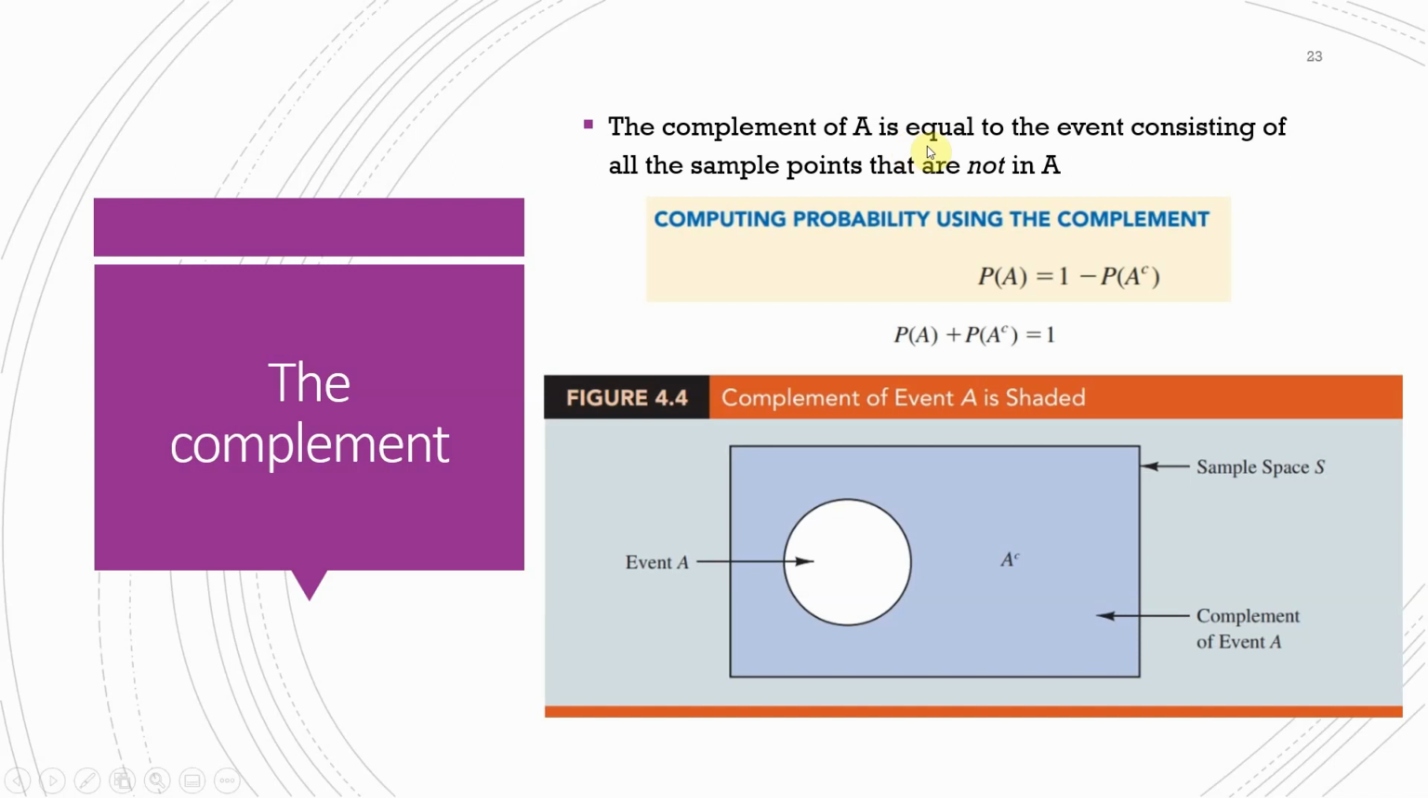So the complement of A is equal to the event consisting of all the sample points that are not in A. So basically, whatever you're interested in finding, you just subtract the complement from 1 to get the actual probability. So I know this is kind of confusing, but this is actually a very simple concept. So this might be event A, right? Whatever that is. The complement would be not A, right? Which is A^C, the complement of A. Different ways of writing it. So it's everything in your possible sample space that is not A.